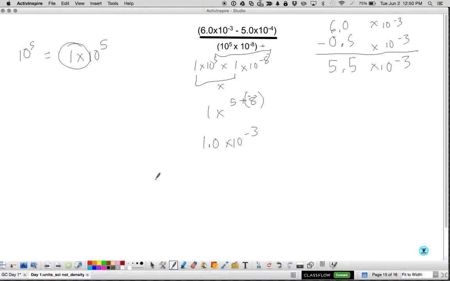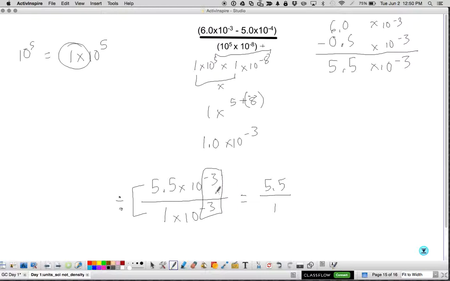So now I can do 5.5 times 10 to the minus 3 over 1 times 10 to the minus 3. Okay, so now this is an easy enough division problem. So this is 5.5 over 1, because remember these two things we're going to divide, and these two things we're going to subtract. All right, so 5.5 divided by 1 times 10 to the minus 3 minus negative 3.